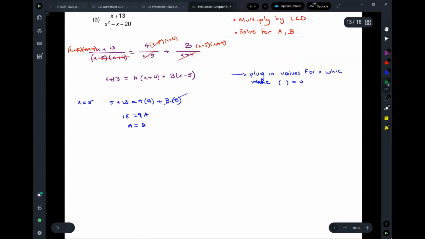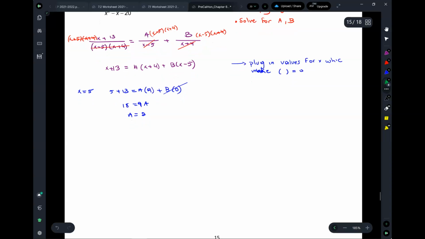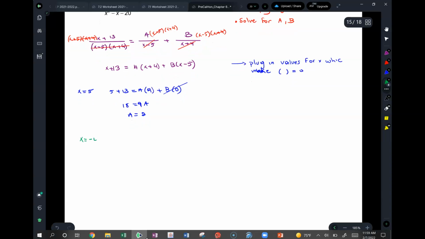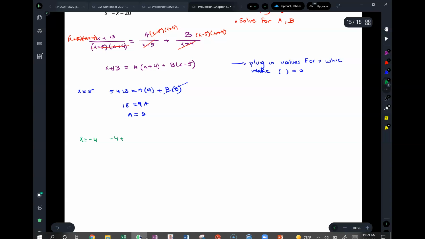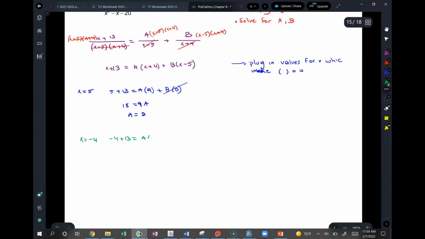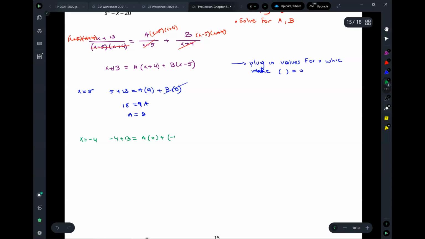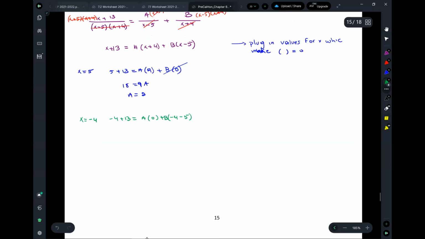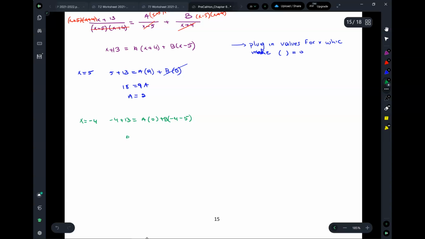Next, plug in something else to make the other factor equal to 0. Now let's plug in x equals negative 4. Negative 4 plus 13 is equal to A times 0 plus B times (negative 4 minus 5). Right? So 9 is equal to negative 9B. So B is equal to negative 1. Okay, so now we solved for A, we solved for B.